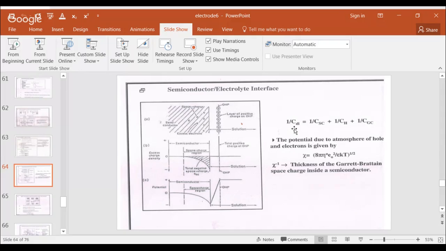Sir, suppose we are taking an n-type semiconductor for a reduction reaction. For a certain semiconductor, the reaction is feasible, meaning the reaction is happening or it is higher.